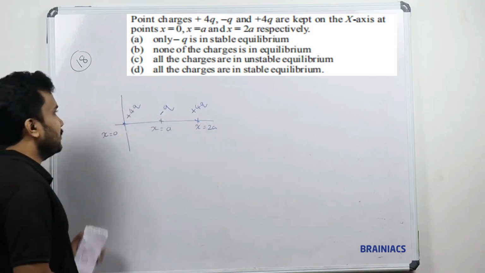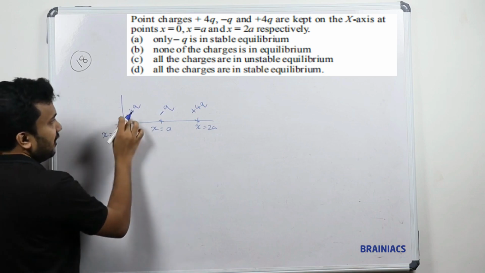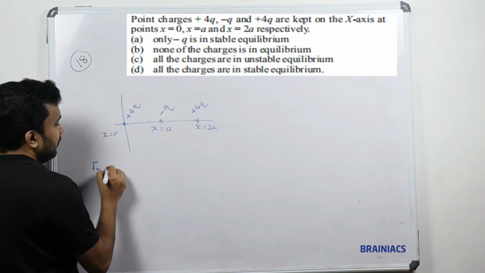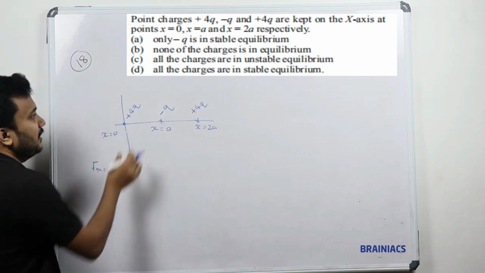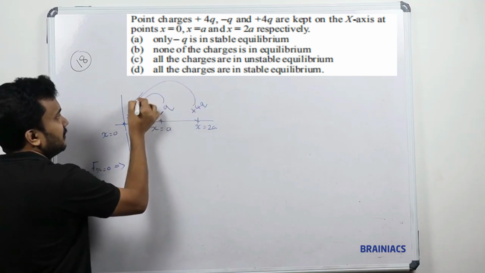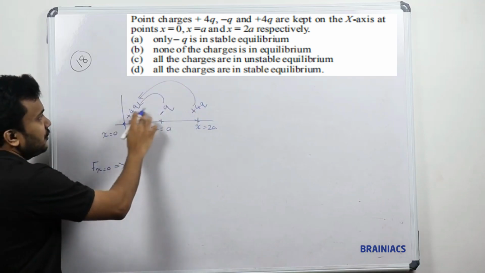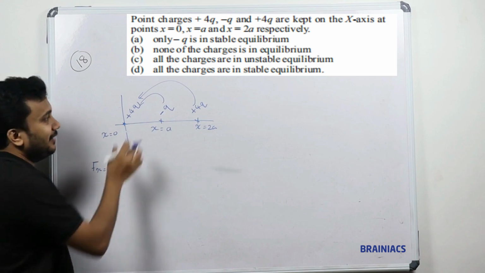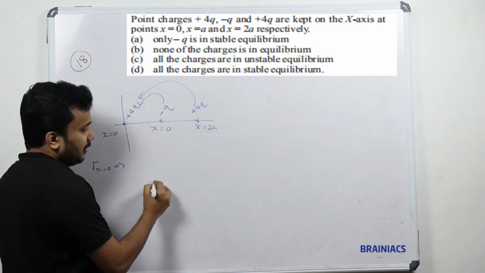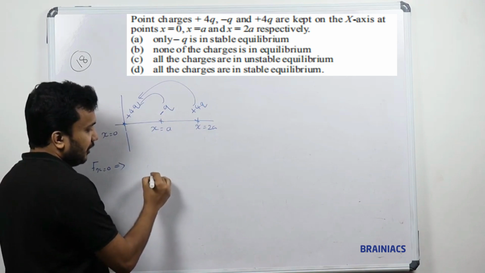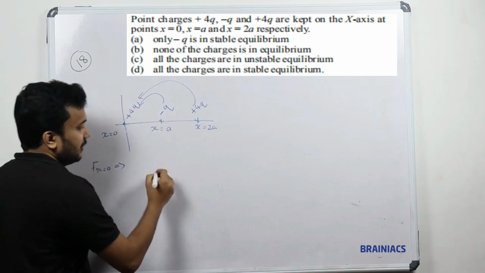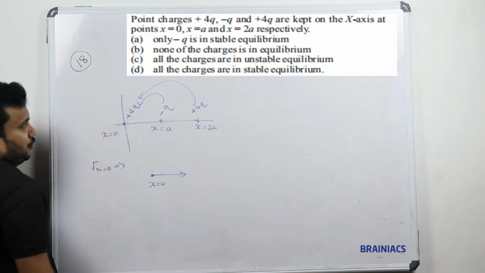First we will find out the force on this charge. Force at x equal to 0 charge. There are two forces, because of this and because of this. What kind of forces are these two? Attractive forces, right? At x equal to 0, I am marking this point. This 4q will attract the minus q with a force like this, an attractive force.